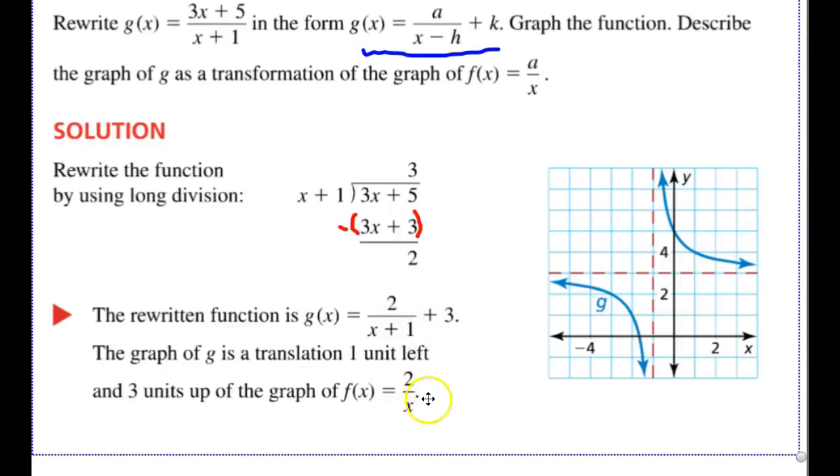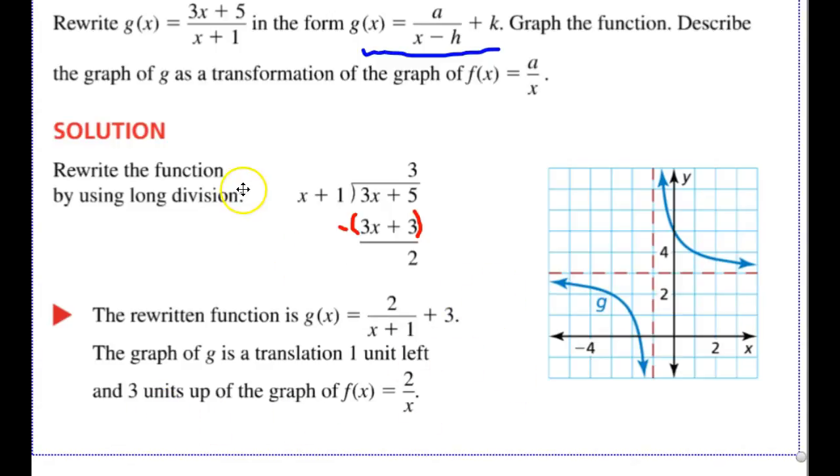So my parent in this case would be 2 over x, which I know is going to be a little bit of a stretch over my parent function. My h value was a -1, right, because it's going to be x minus a -1, so it's a translation 1 unit to the left. And then this k value here, this plus 3, moves it up, so it's a 3 unit shift up.